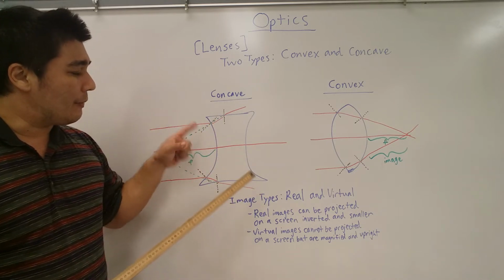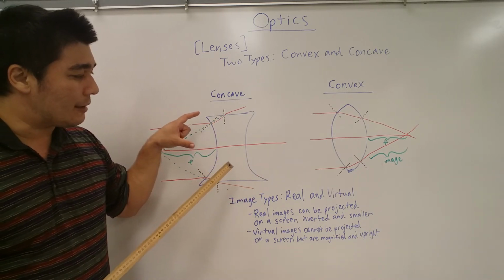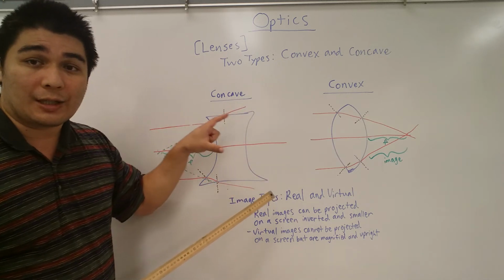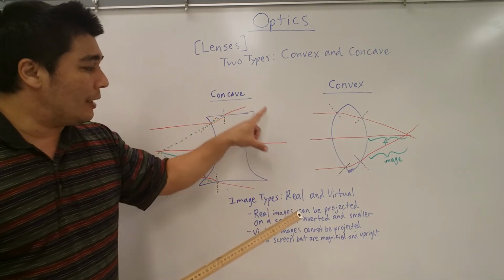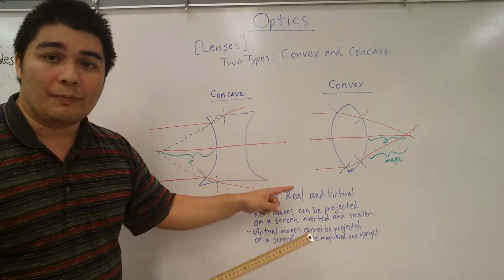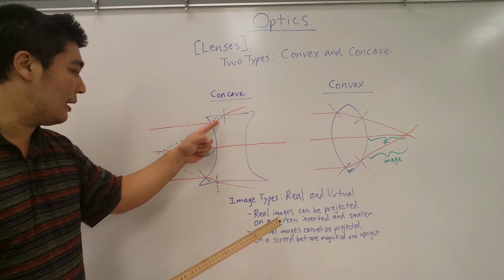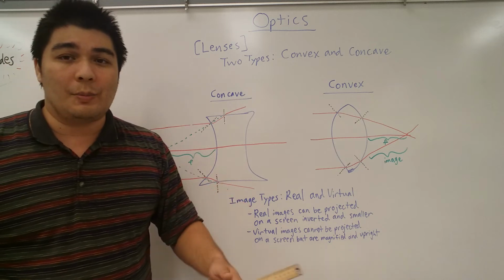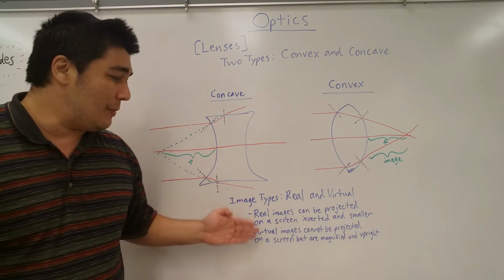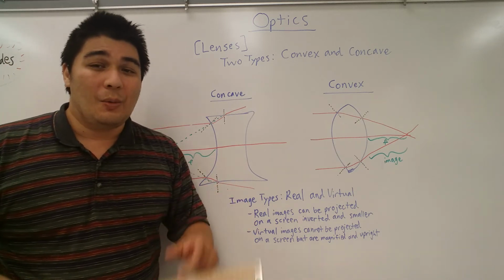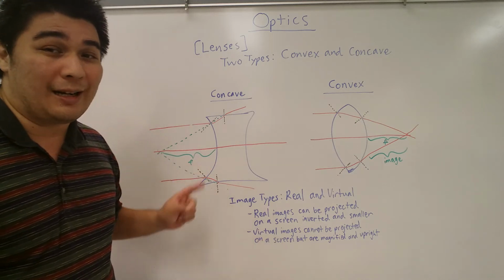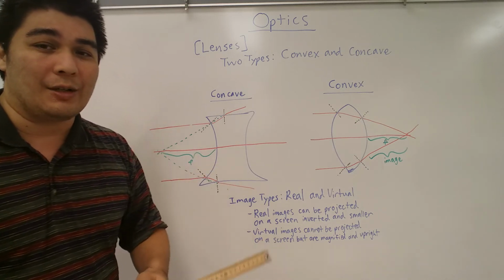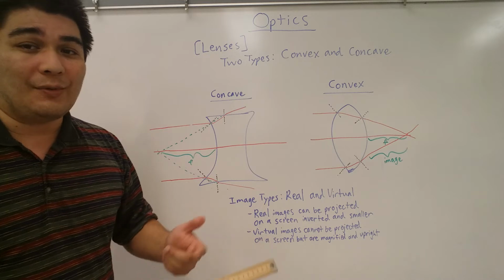Now, if you'll notice, the light that has come through this diverging lens, or this concave lens, never actually focuses over here. It looks like it's focusing all the way back here. This will be important when we start talking about images, but we'll get to that in a little bit. I thought I'd just point that out as something you should take note of. So let's go on to a convex lens.